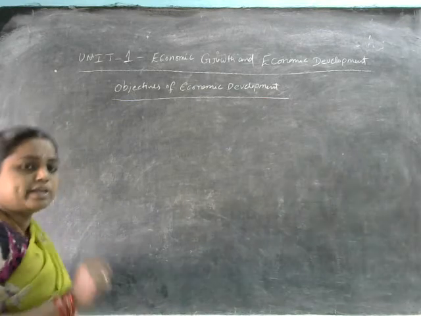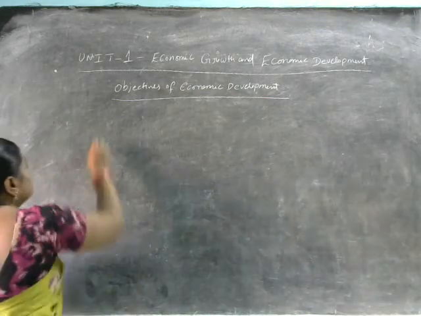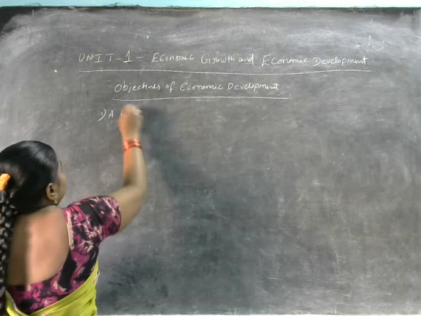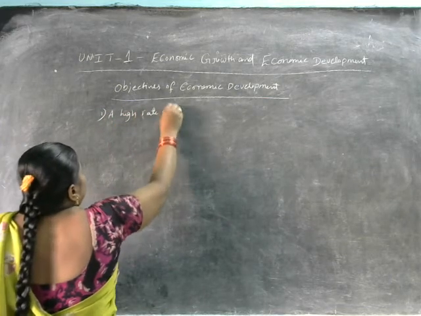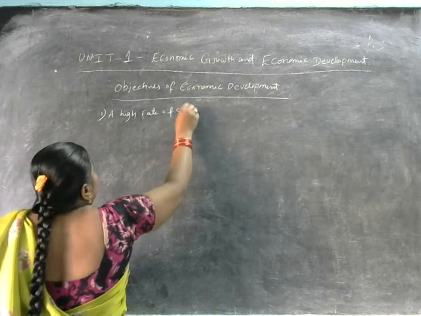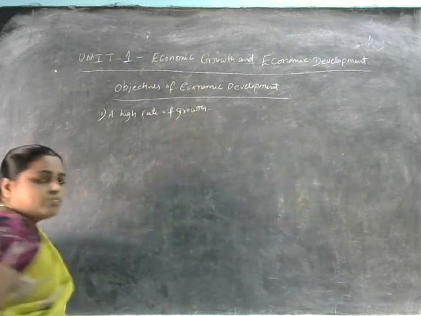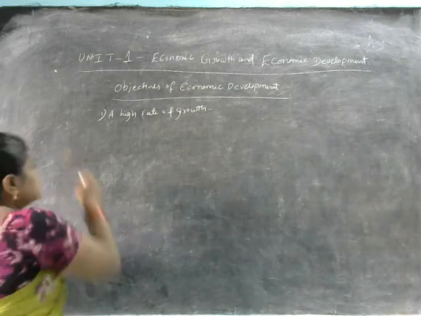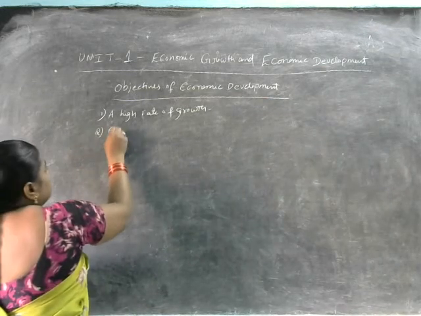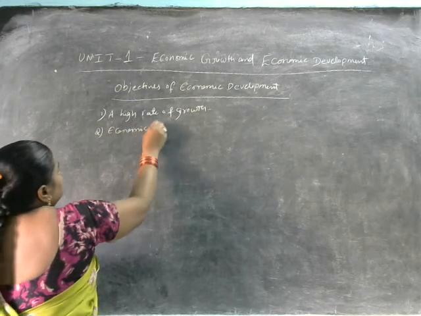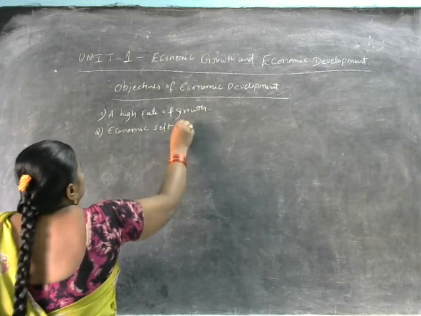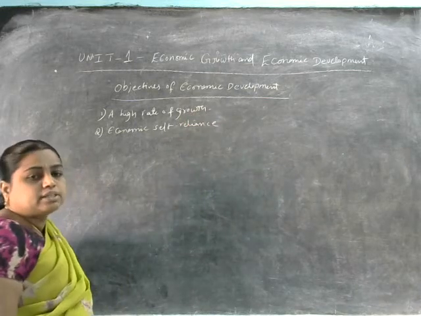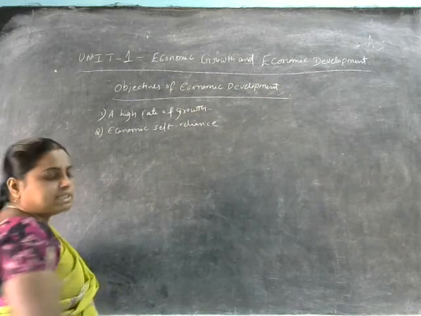So in short, a high rate of growth. The first and foremost objective is a high rate of growth. The second one is economic self-reliance. Economic self-reliance. The third one is social justice.